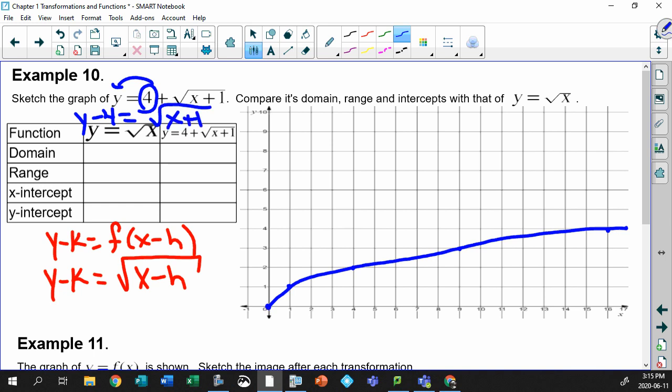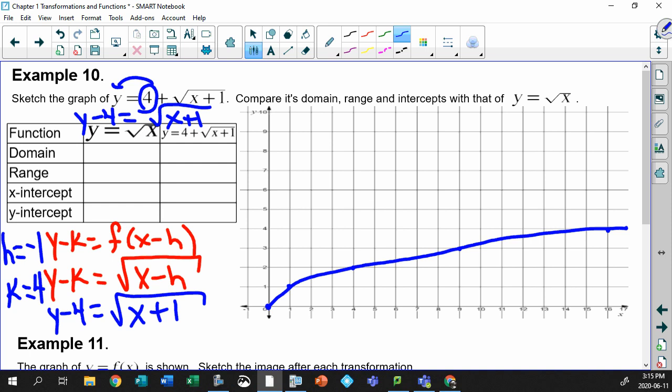So think about it. This has got to be y minus 4 equals the square root of x plus 1, meaning that h has to be equal to minus 1 and k has to equal positive 4, which means left 1, up 4. We can do this right on the graph. Take every one of these points. Left 1, up 4. 1, 2, 3, 4. Look at this one. Go left 1, up 4. There's my new point. Look, take this point. Left 1, up 1, 2, 3, 4. There's my new point.